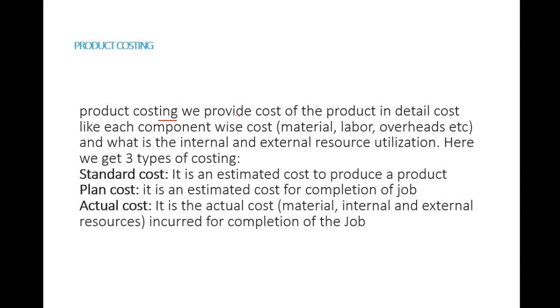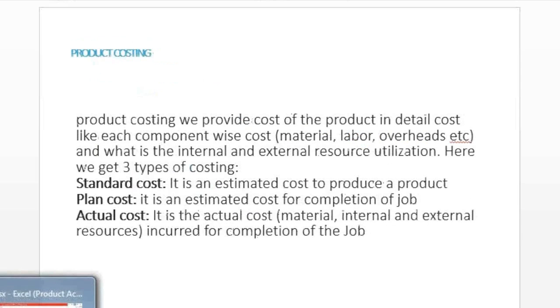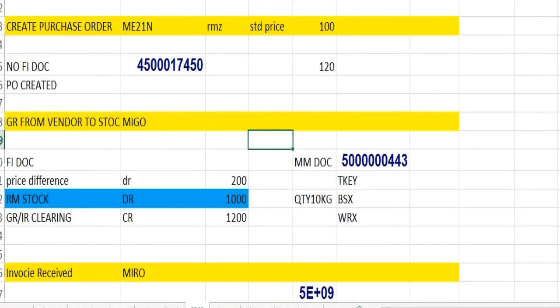In product costing, we provide the cost of the product, nothing but the detailed cost. Component-wise, we are going to calculate the cost of goods manufactured. If you want to see the breakup, the cost of goods manufactured consists of material cost, labor cost and overhead cost.